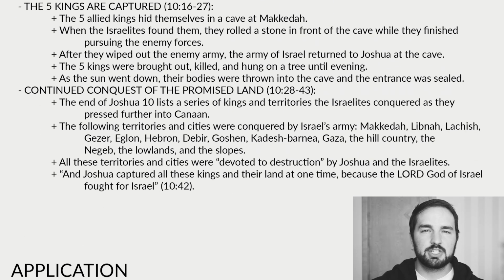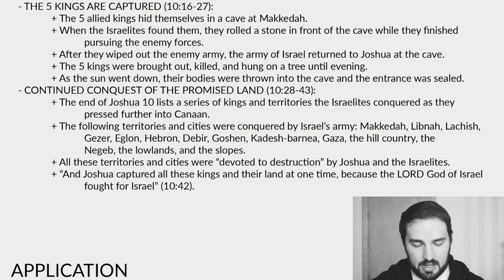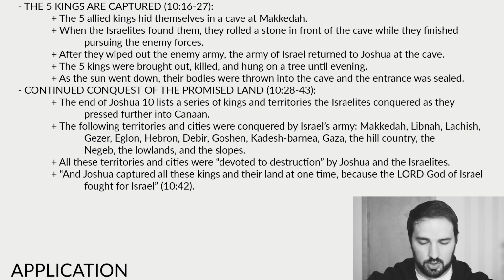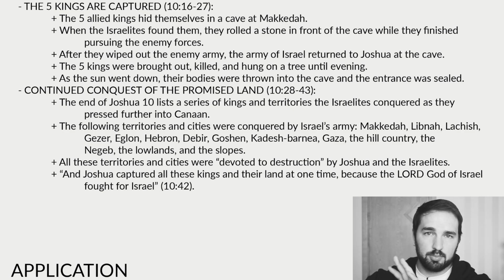Section number 2, verses 16 through 27, wraps up this battle and tells us what happens to the 5 kings. The 5 kings are captured is the title that I put on here. Now, the 5 allied kings realized they were losing the battle, and they hid themselves in a cave at Makkedah. And they were discovered, and the Israelites told Joshua. Joshua said to roll large stones in front of the mouth of the cave so no one could escape, while they finished up chasing down the enemy army and finishing them off.